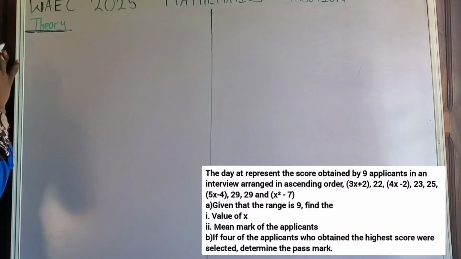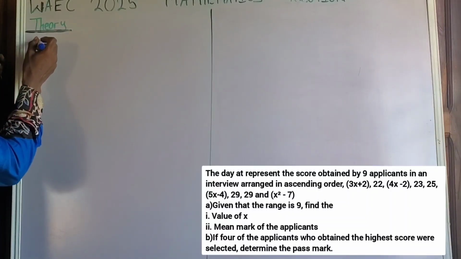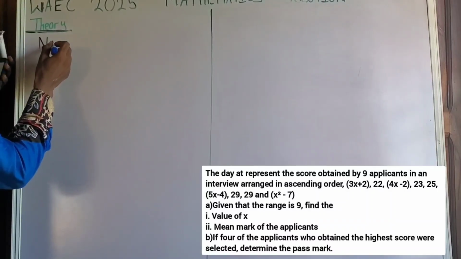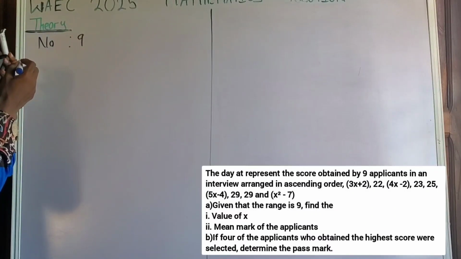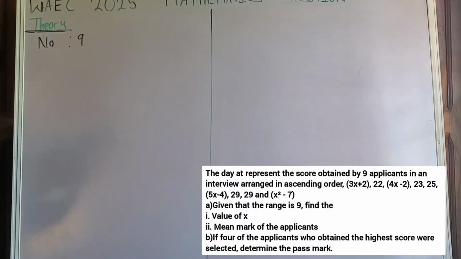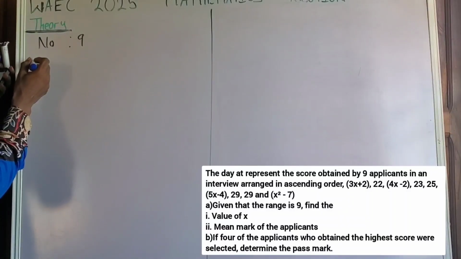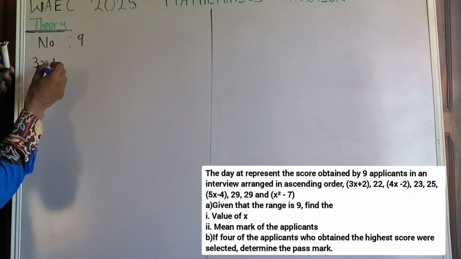We are given that the data represents the score obtained by 9 applicants. So the total number of applicants is 9. Do you understand? And these numbers are arranged in ascending order. That means that the lowest is what? 3x + 2. Do you get it?